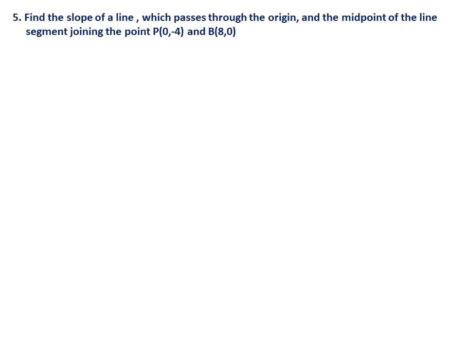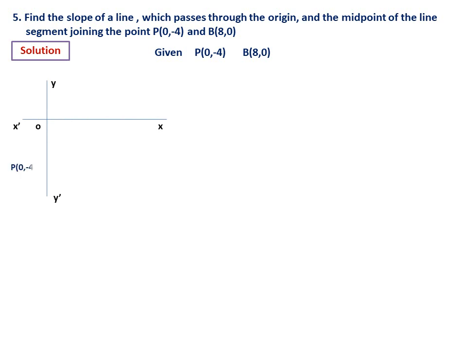Fifth one, find the slope of the line which passes through the origin and midpoint of the line segment joining points (0, minus 4) and (8, 0). Here also, in any such question, the best thing is to draw a rough diagram. Even if it need not be accurate, a rough sketch will do. So given P equal (0, minus 4), B equal (8, 0). P is (0, minus 4), this is one point, and B is (8, 0), the second point.